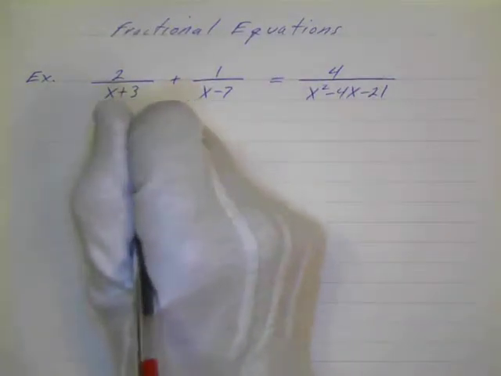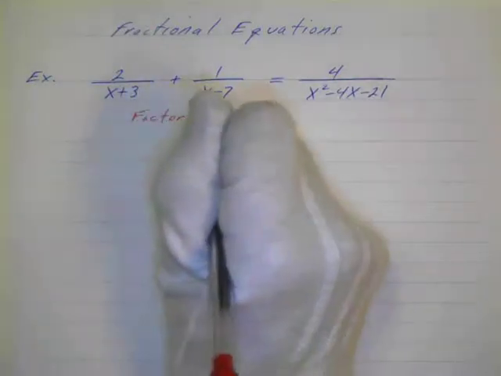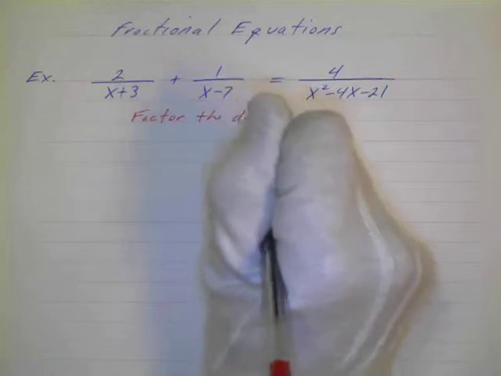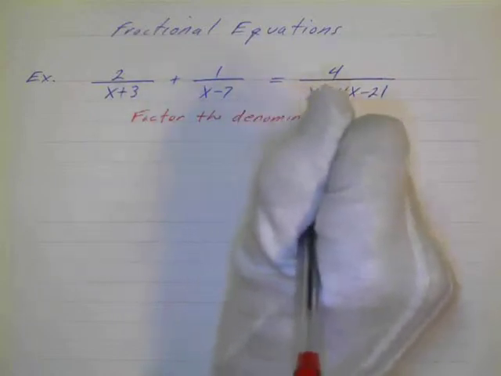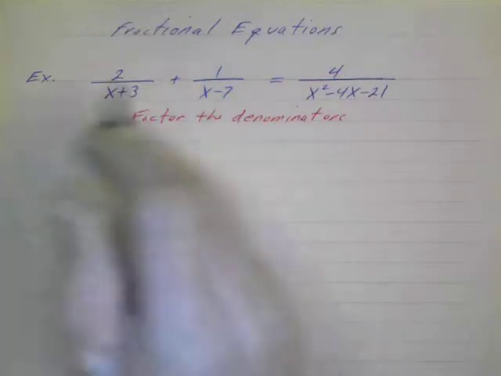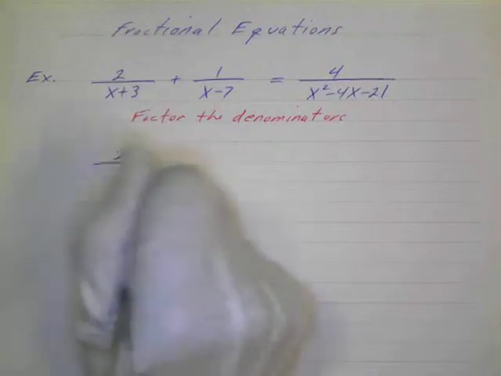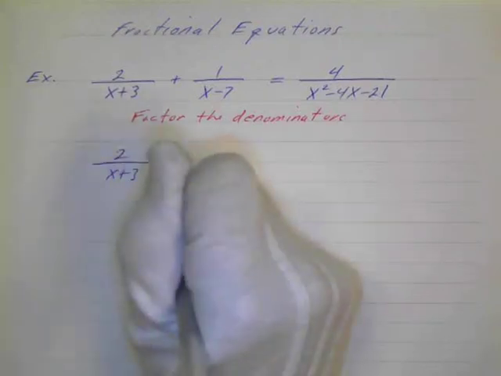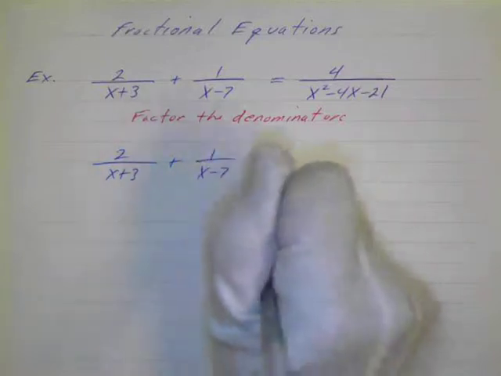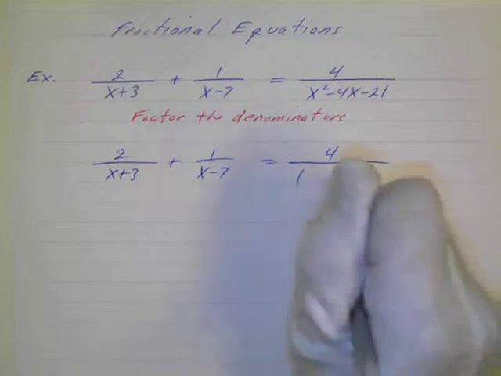So remember, always first factor the denominators if they're not already factored. So factor the denominators, and this one's already factored. It's one binomial factor, so I've got 2 over x plus 3 plus 1 over x minus 7 equals 4 over, and this looks like a simple trinomial, so I'm going to factor this.